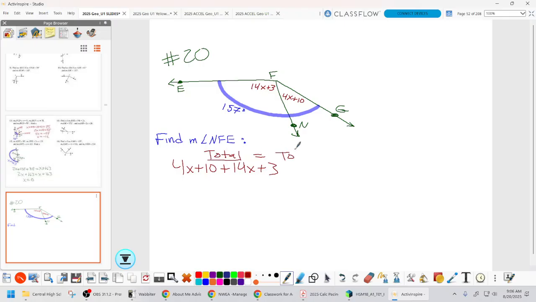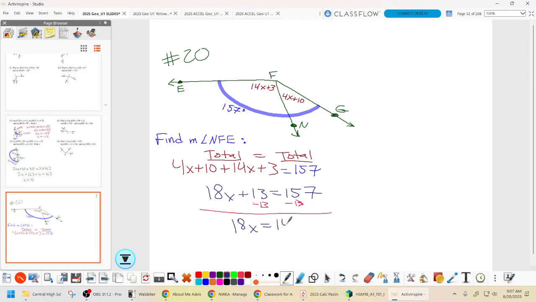And now we need another total. In this case, it just straight told us that it was 157 all the way open. Okay, we solve that real quick. And we get 18x plus 13. On the left, when we combine our like terms, subtract 13. And we'll get 18x and 144.